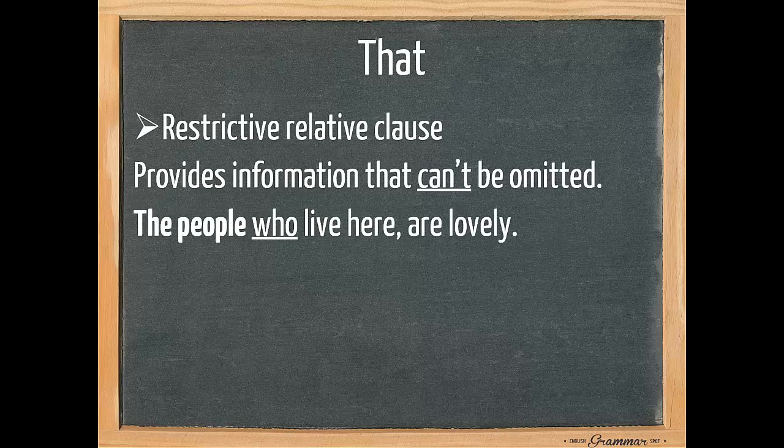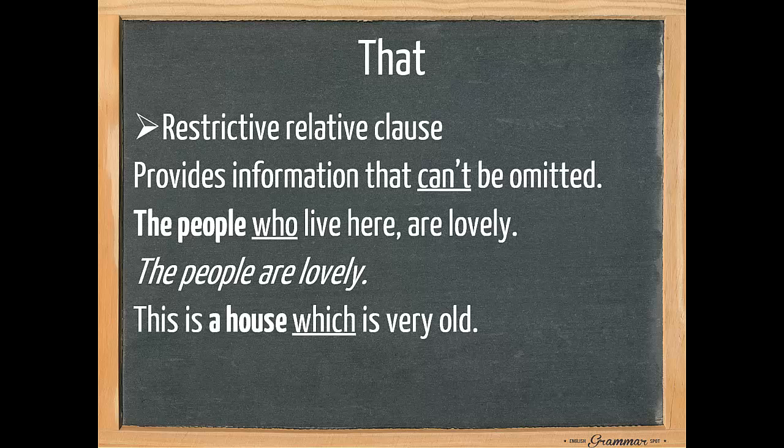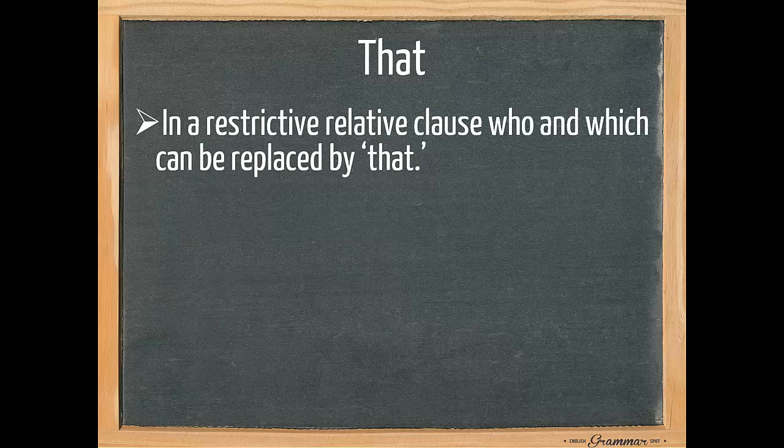The people who live here are lovely. The people are lovely. Obviously, this sentence is grammatically correct, but we don't really know which people we are talking about. This is a house which is very old. Again, this is a house. Makes perfect sense, grammatically that is, but this is a house. Yes, we can see that this is a house. We need extra information on that.